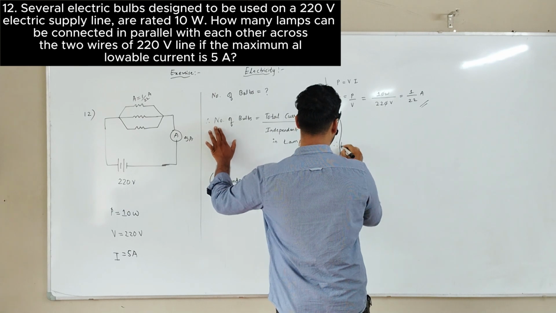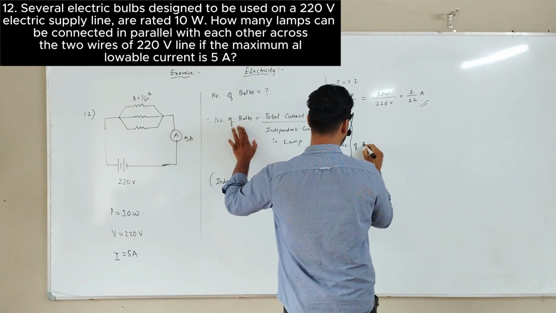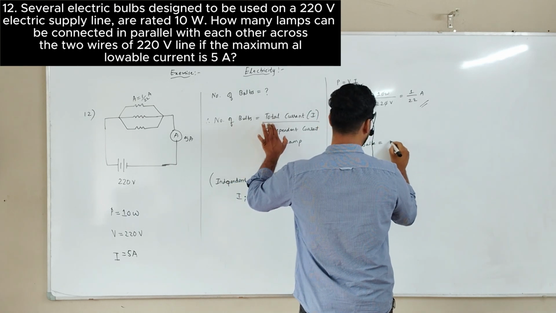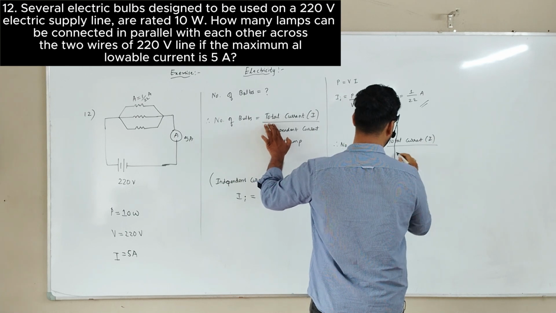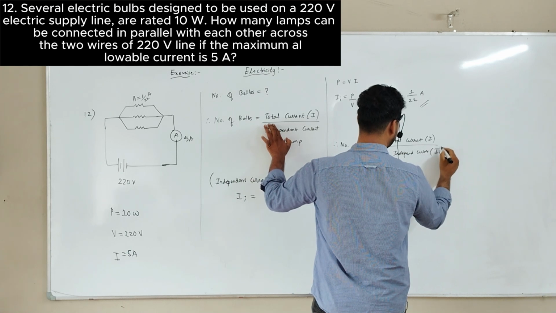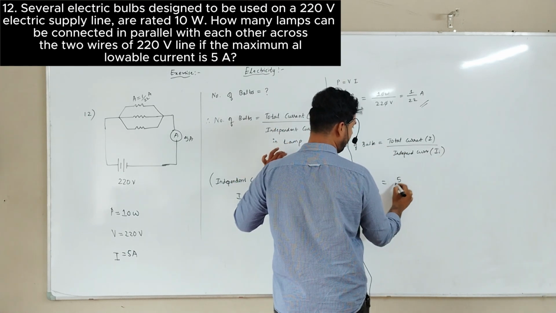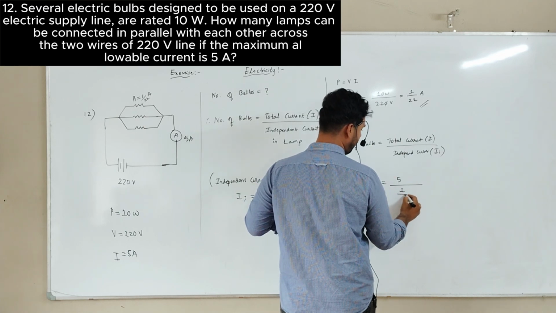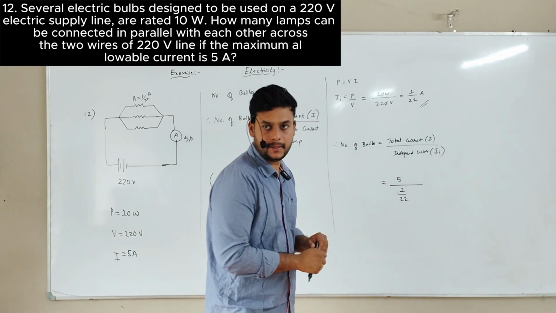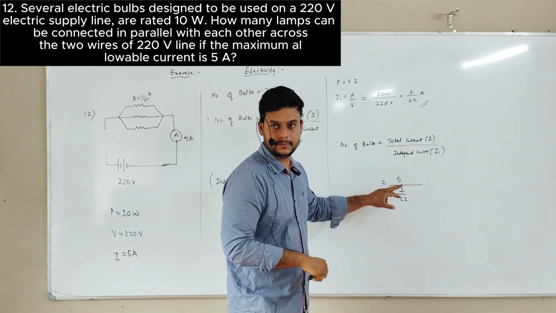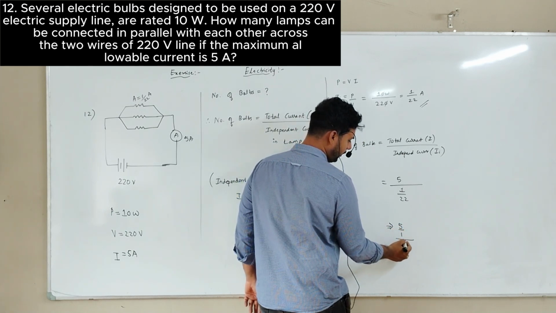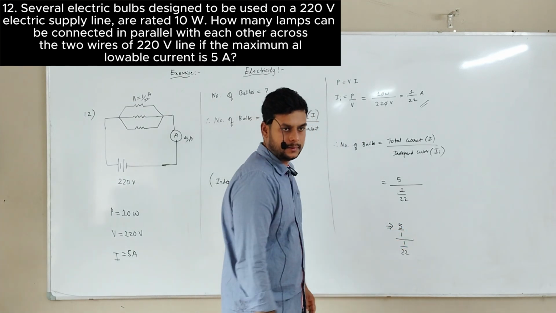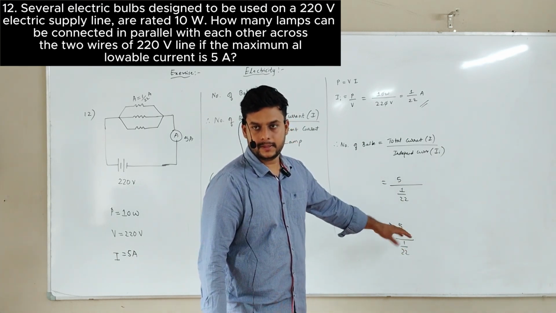So now I will apply the formula. Number of bulbs is equal to total current I divided by independent current I1. The total current is 5 ampere, and the independent current is 1 by 22. So I can write it as 5 by 1 whole divided by 1 by 22. It will appear easier now.